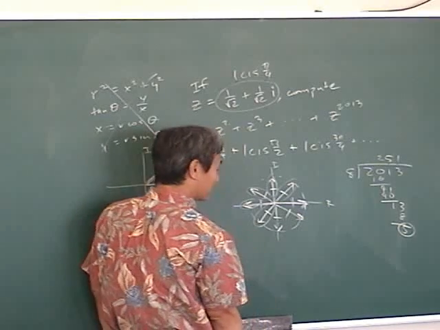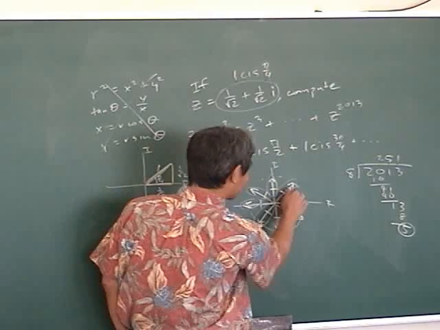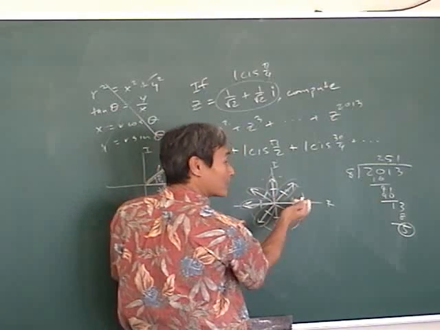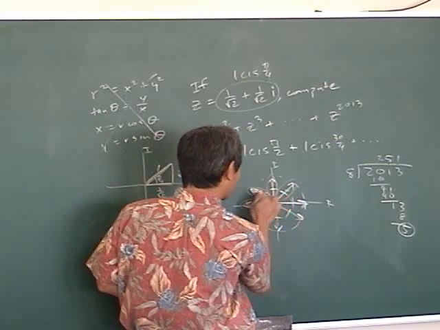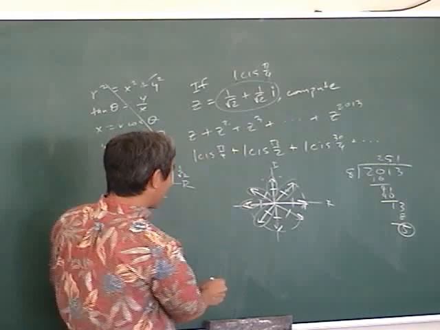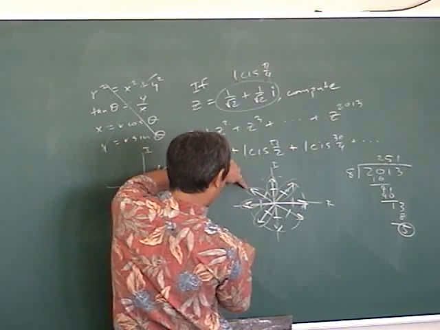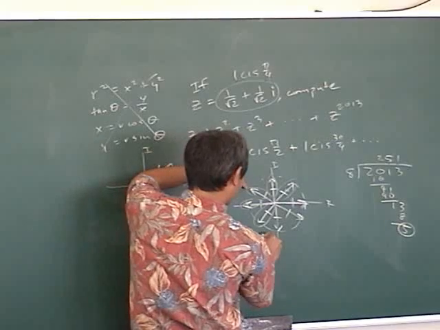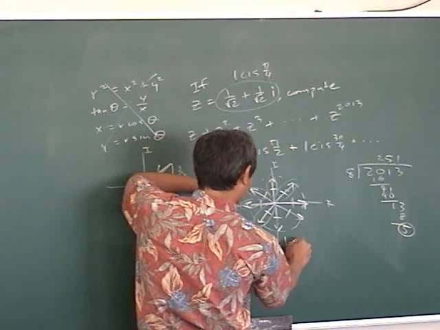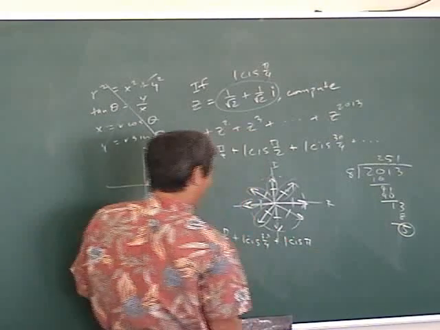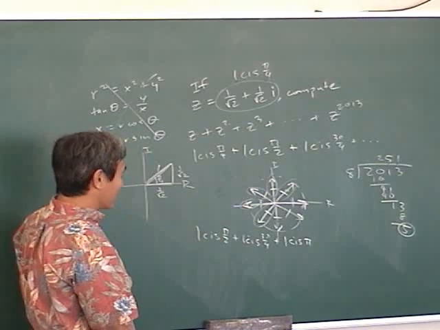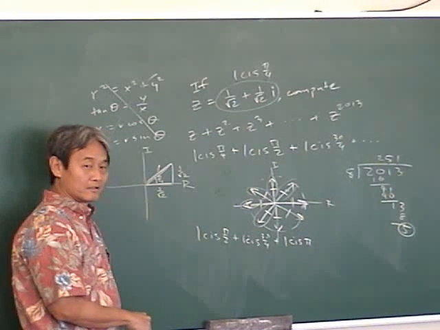So then what? Don't these 2 cancel out? Because they're pointing opposite ways. So the only ones left are this, this, and this. So the only ones that are left over are 1 cis pi over 2. This one is 1 cis 3 pi over 4. And this one is 1 cis pi. And then what you do is you change them all back into a plus bi form, and that's your answer.